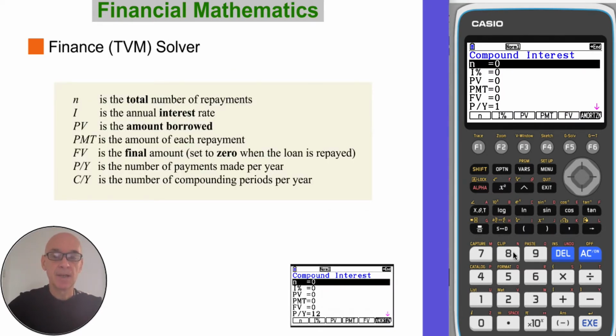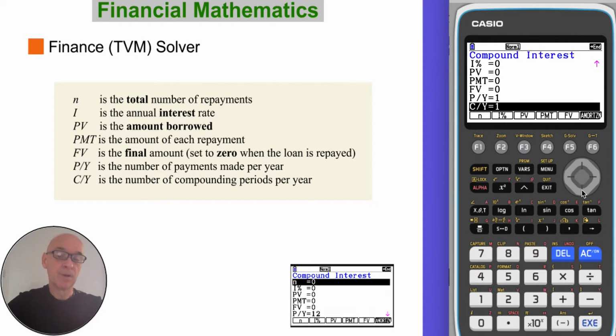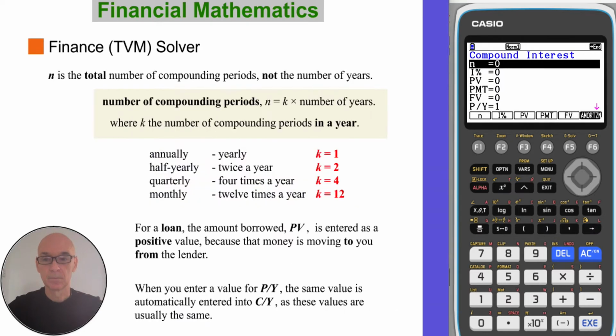In this application, N is the total number of repayments, I is the annual interest rate, PV is the amount borrowed, PMT is the amount of each repayment. FV is the final amount, set to zero when the loan is repaid. P/Y is the number of payments made per year. C/Y is the number of compounding periods per year.